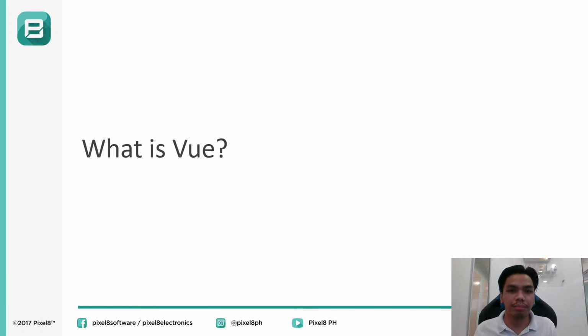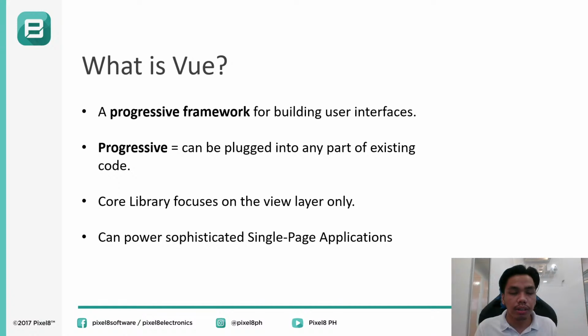So you might ask, what is Vue? Now that we have the technology, we shall now ask the question, what is that technology? So again, going back to the question, what is Vue? We're going to answer that question. Vue is a progressive framework for building user interfaces. What do we mean by progressive? Progressive in Vue's definition means it can be plugged into any part of existing code. So what do you mean by that?